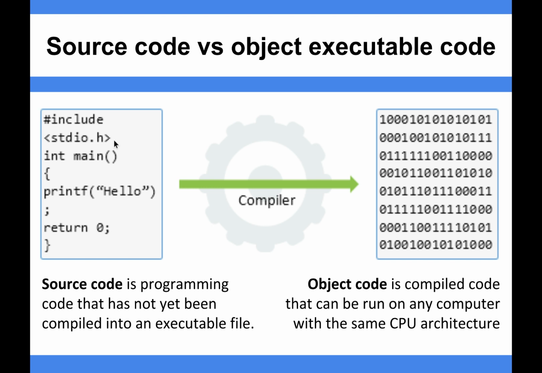So if I had a different CPU architecture, the instruction set would be different, and therefore those ones and zeros wouldn't actually make sense to the other computer. So that's the difference. Make sure you know the difference between source code and object code.